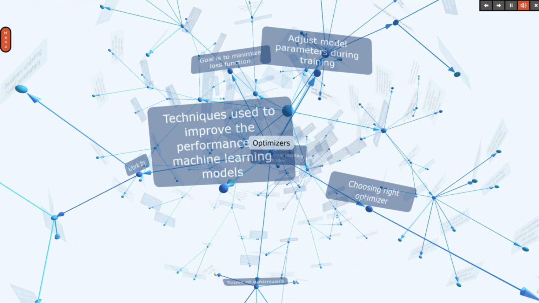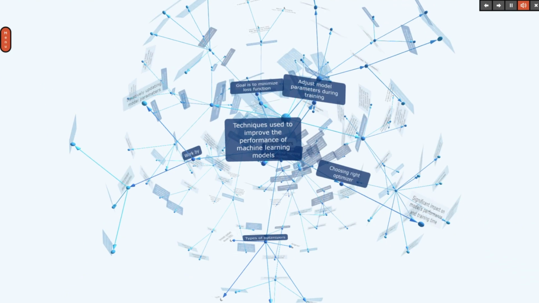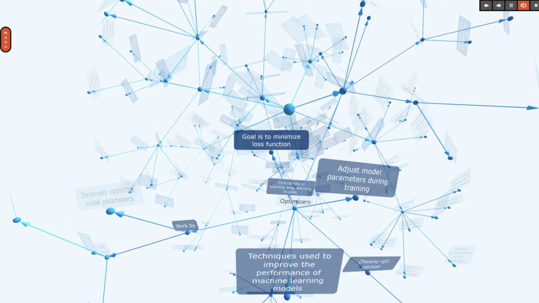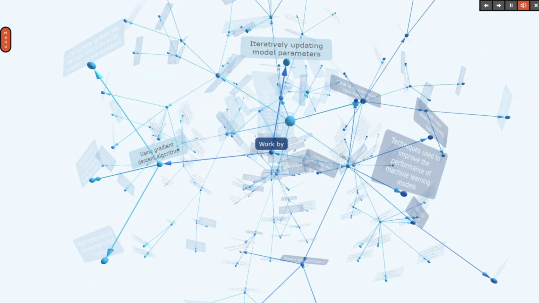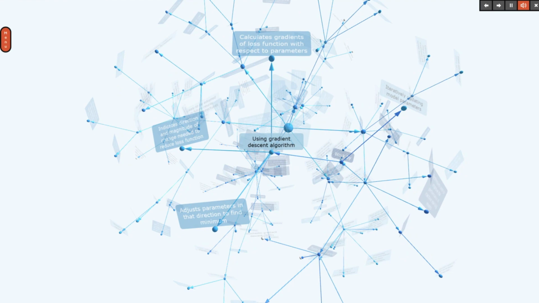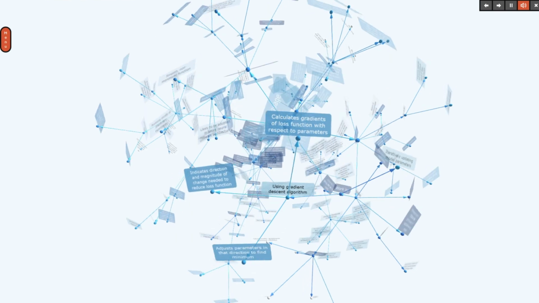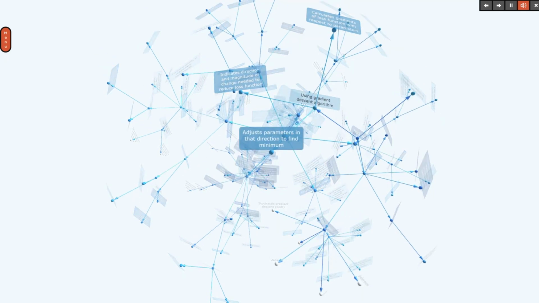Optimizers. Techniques used to improve the performance of machine learning models. Adjust model parameters during training. Goal is to minimize loss function. Work by iteratively updating model parameters. Using gradient descent algorithm. Calculates gradients of loss function with respect to parameters. Indicates direction and magnitude of change needed to reduce loss function. Adjusts parameters in that direction to find minimum.